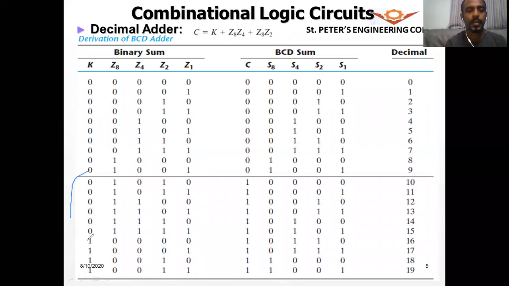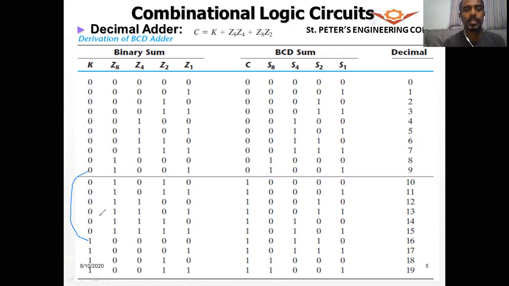So how many combinations are we skipping? 1, 2, 3, 4, 5, 6. So 6 combinations we are skipping. Therefore, we have to add 6 to this whenever there is an overflow, because we are skipping these 6 combinations. That is what BCD is. Because after 9, what is the next number that you're going to represent in binary coded decimal? It is not the 10, which is 0, 1, 0, 1, 0.